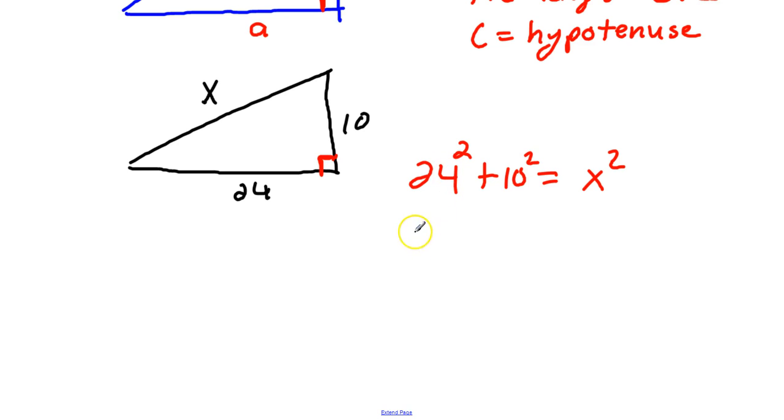Okay, doing 24 times 24, that is 576. 10 times 10 is 100. And once you've got these two numbers, go ahead and add them up to get to 676.